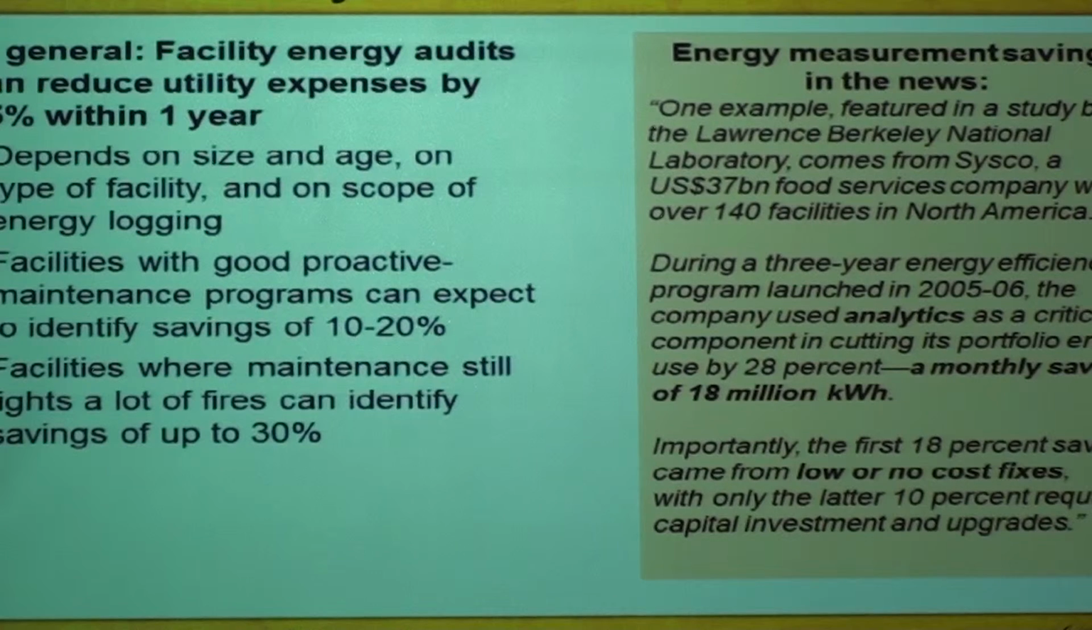Facilities with good proactive maintenance programs. If you already have an existing predictive maintenance program, you're halfway there because you're already doing a good job in measuring and predicting condition of equipment. You can save about 10 to 20% of energy in the first year. In facilities where maintenance still is fighting a lot of fires, we call it reactive maintenance, right? Which is just reacting to the problem that happens. You have no condition-based maintenance program at all. You can definitely look at 30% savings in the first year alone.